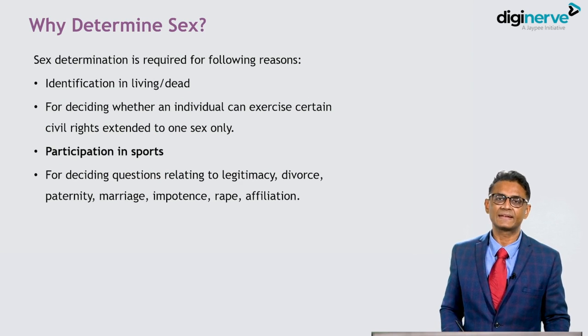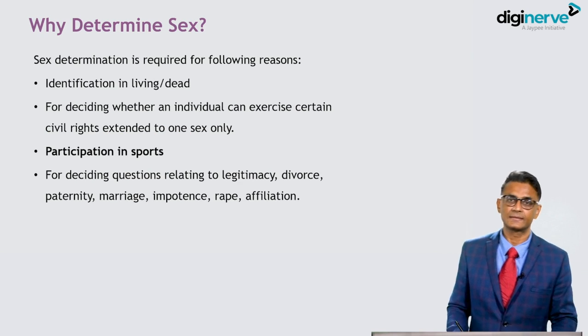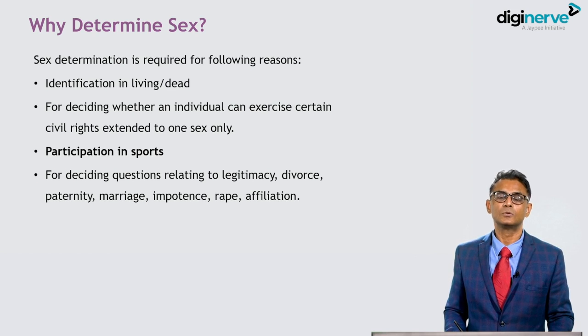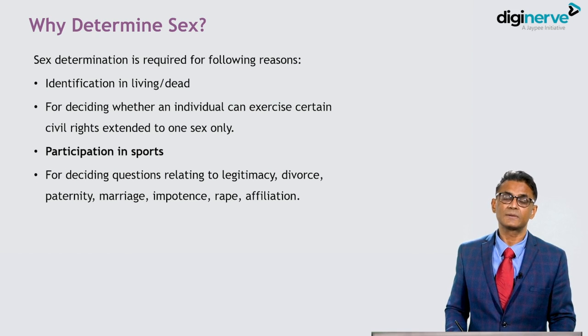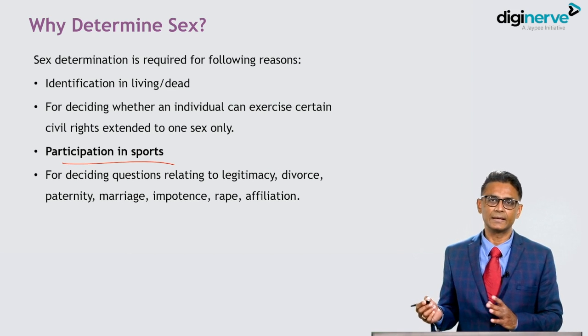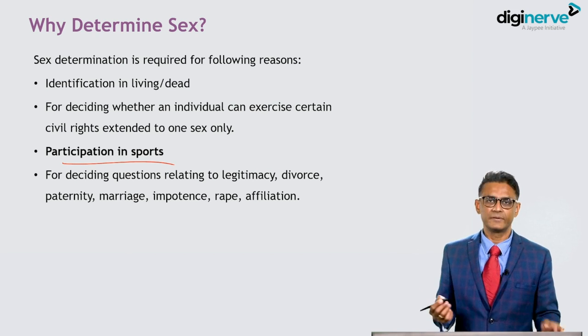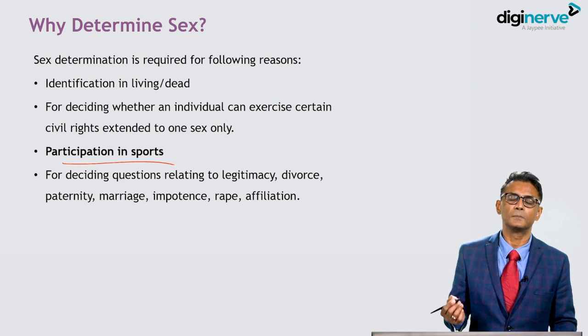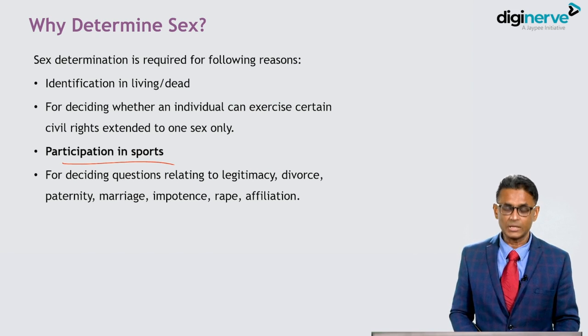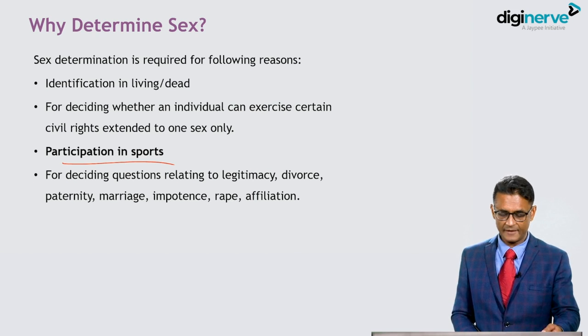Why is determination of sex necessary? It is necessary because of the following reasons: identification in living or dead, for deciding whether an individual can exercise certain civil rights extending to one sex only, and for participation in sports, which is very important. In any sports activity we have male and female categories. You cannot expect the male to compete in the female category. So there is some requirement to segregate them into male and female. Also for deciding questions relating to legitimacy, divorce, paternity, marriage, impotence, rape and affiliation cases.